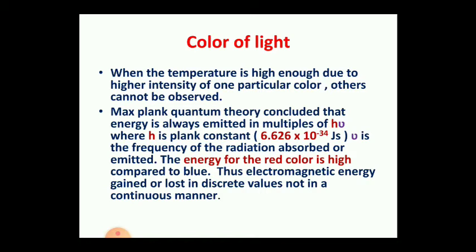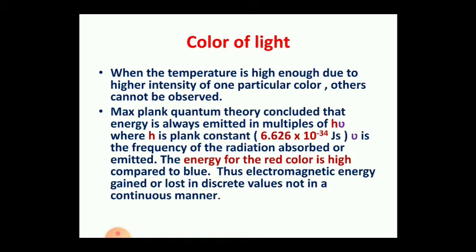But in the visible spectrum there are 7 colors. It is a continuous one, we think. But Max Planck, in his quantum theory, concluded that energy is always emitted in multiples of h nu, where h is Planck constant and nu is the frequency of the radiation absorbed or emitted.